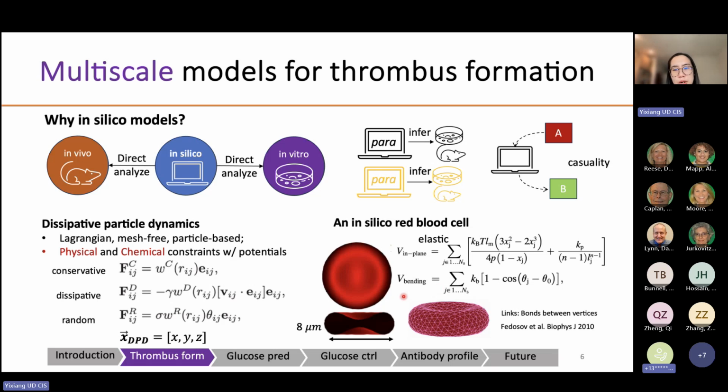And to construct a red blood cell with the correct mechanical property, we impose this potential among the vertices. For example, the elastic property will be preserved by this in-plane potential, and then the bending rigidity of the red blood cells will be preserved by this potential.